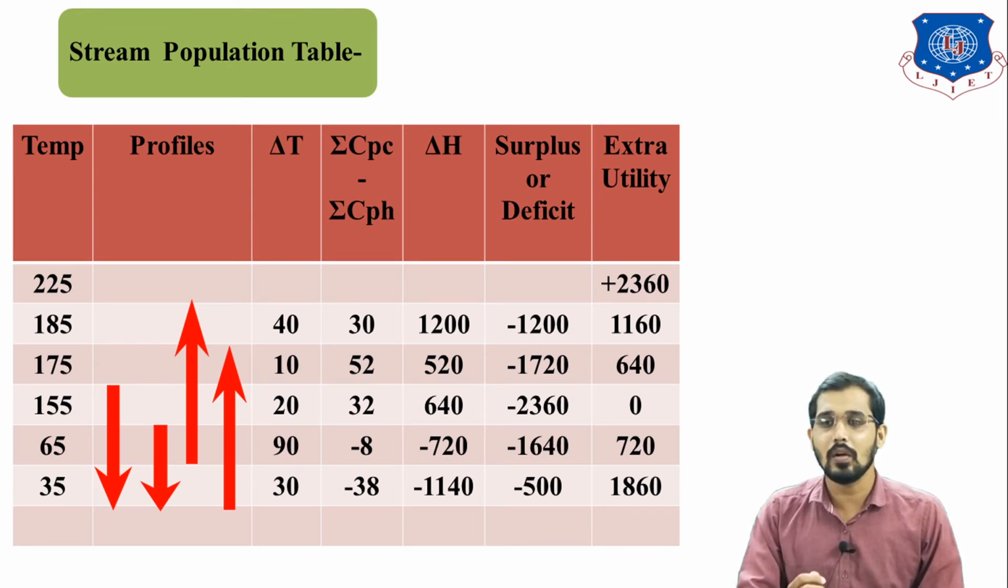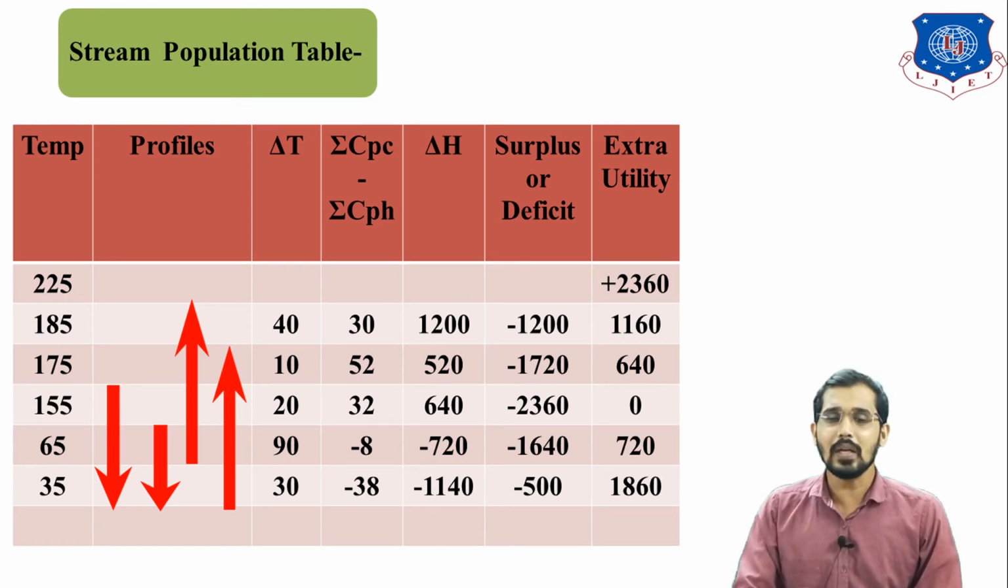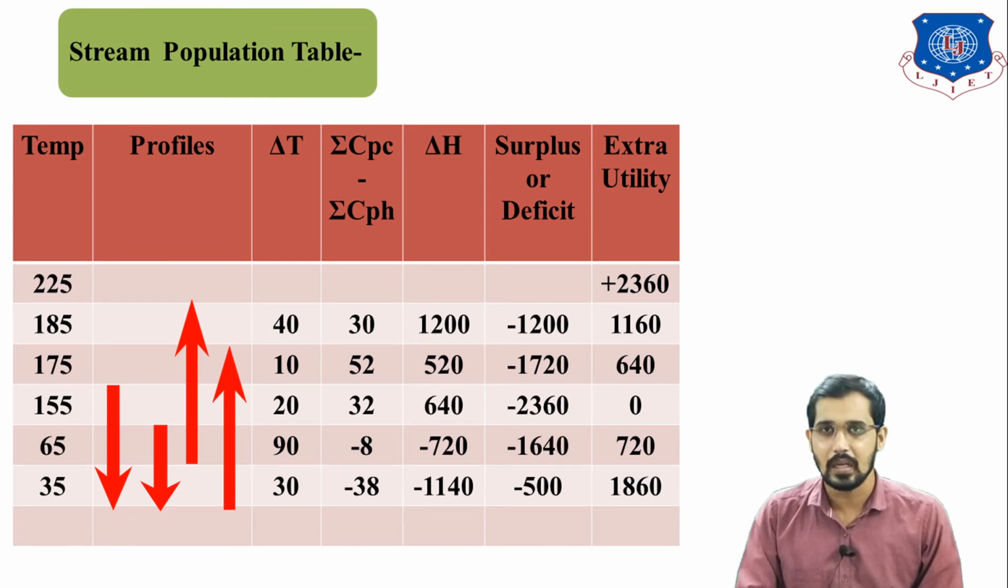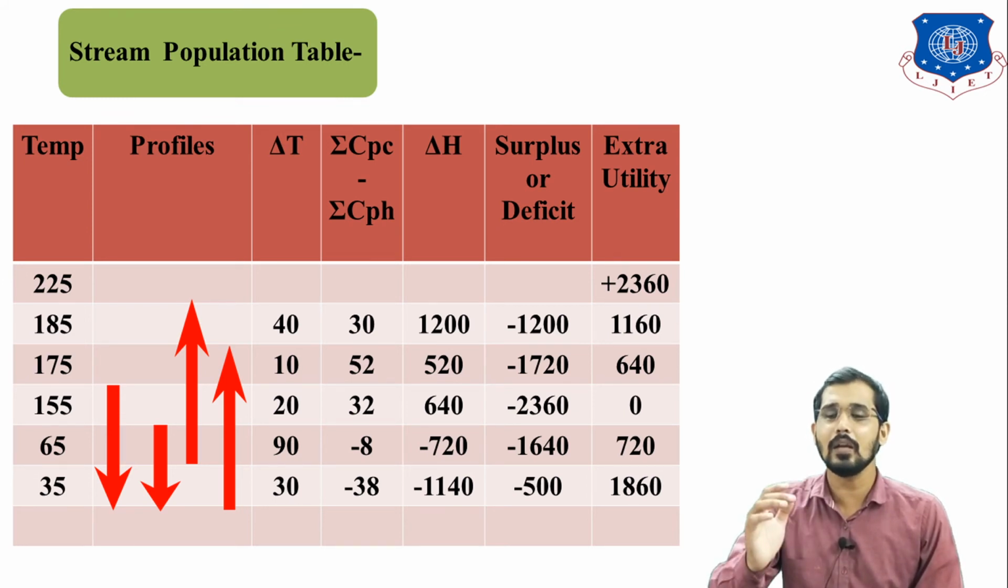After that, we drew the temperature profiles for the H1 stream, H2 stream, H3, H4. If H3 and H4 streams are available, you can also draw for those hot streams. But here only two streams were available in the last numerical, so H1 and H2, and then the C1 and C2 streams, which are the cold streams. After that, we calculated delta T using the shifted temperature values. For example, to calculate 40, we used 225 minus 185. Similarly, we calculated all these values.